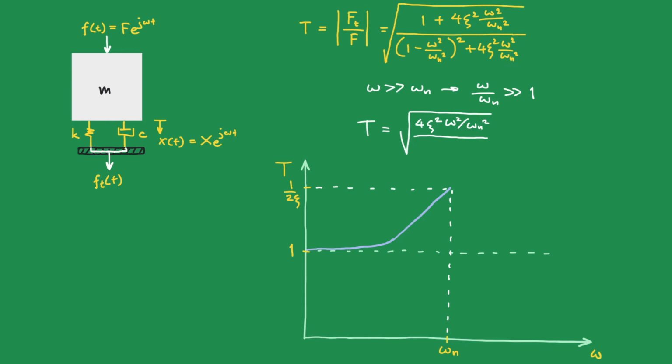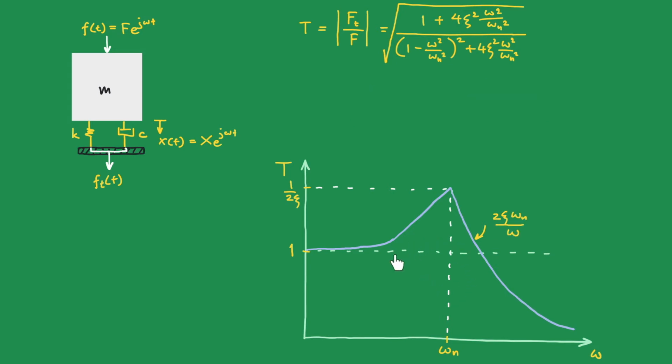So we can ignore the second term, and we have omega to the power of 4 over omega n to the power of 4. We can cancel this out, take the square root of the whole thing, and we get 2 zeta omega n over omega. This indicates that as the excitation frequency increases, the transmissibility is reduced. So this curve is controlled by 2 zeta omega n over omega.